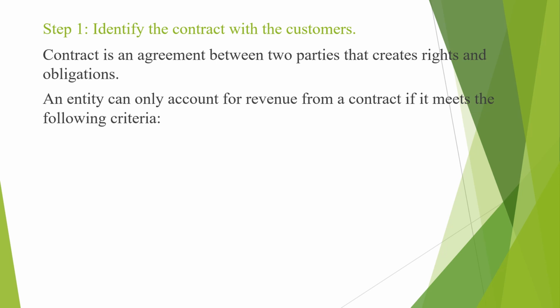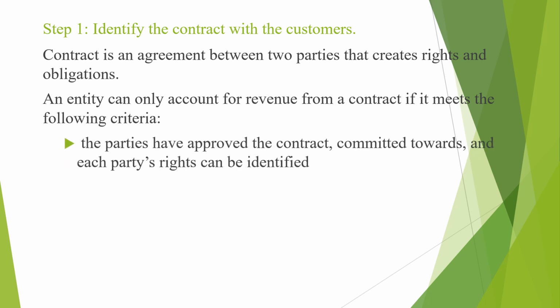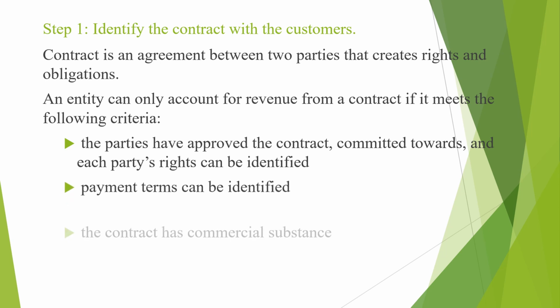An entity can account for revenue only if the contract meets certain criteria. Only if there is a contract and if the contract meets the criteria. Now let's have a look at what the criteria are. The parties to the contract are committed towards fulfillment of their obligations. That means each party's rights are identified and they are committed towards them. The payment terms are specified and they can be identified.